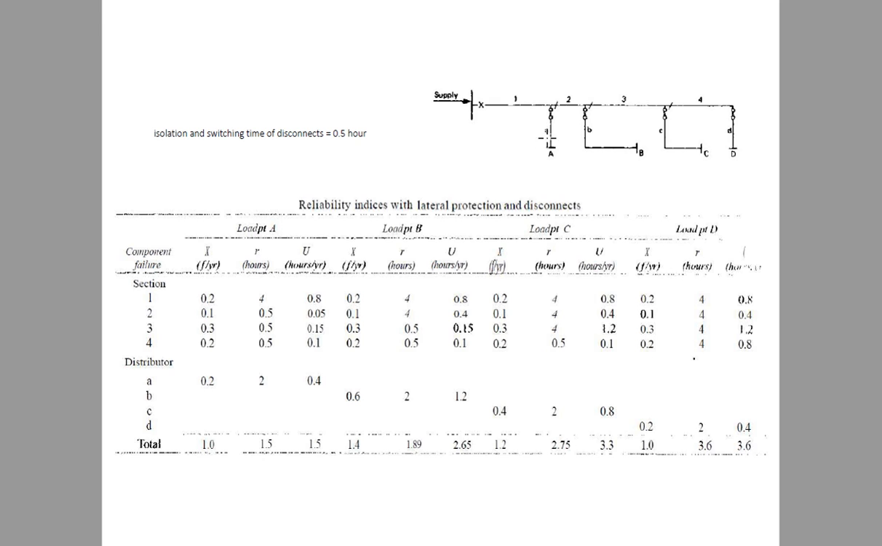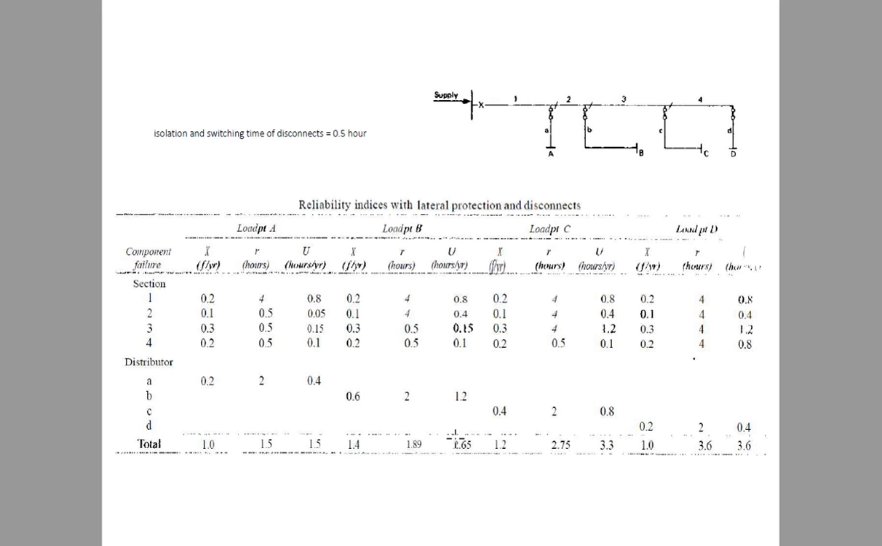And when fault occurs at distributor A, then this fuse will operate. So we will write only data related to distributor A, because when fault occurs at distributor B, it does not affect the supply continuity of load point A. So only the parameters related to the line section and the parameters related to distributor A will contribute to reliability indices for load point A.